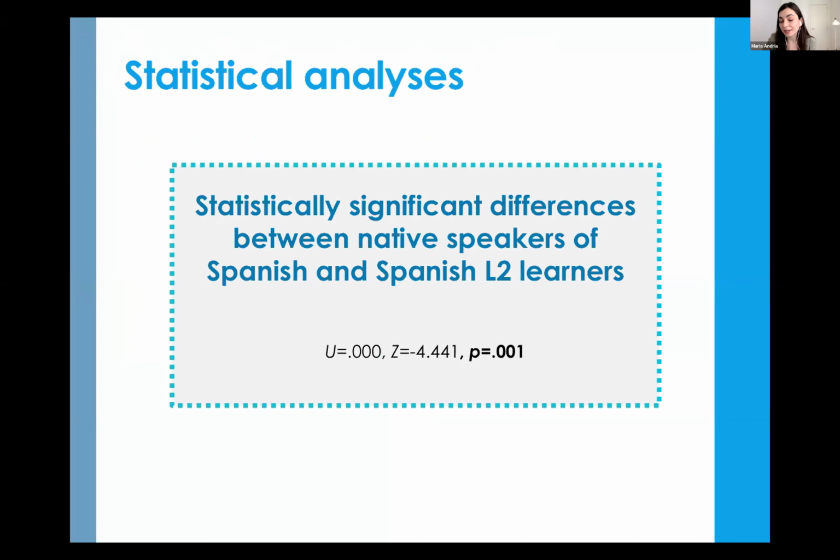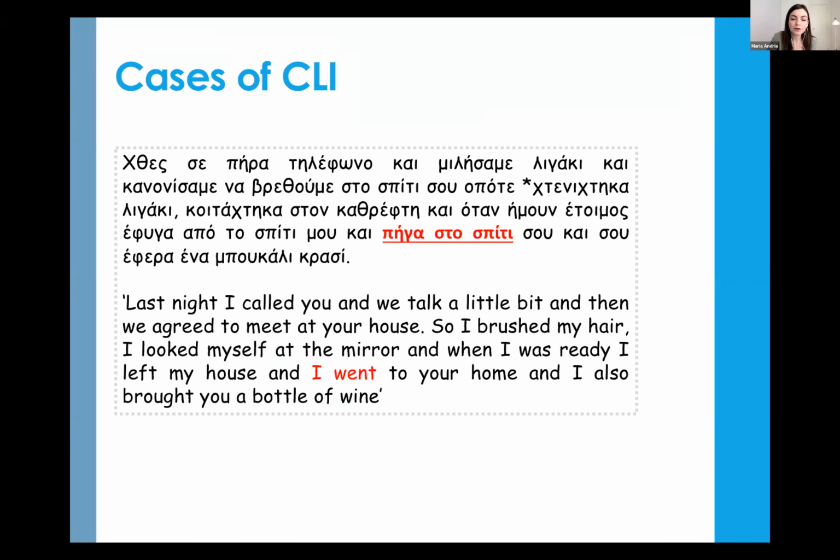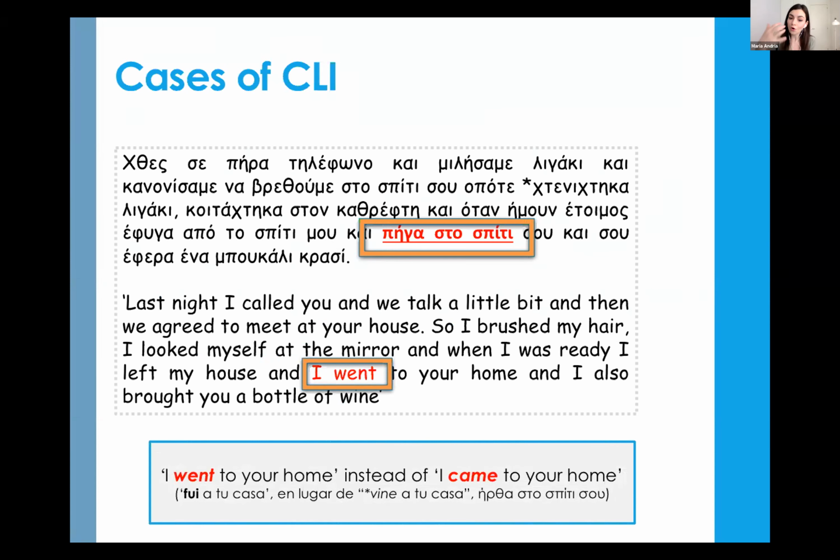When we ran the statistical analysis with the scores in the closed test, we found that there were statistically significant differences between native speakers of Spanish and Spanish L2 learners. The picture in the L2 Greek data was quite the same. Again, in the narratives, we found that Spanish speakers and Spanish-Catalan bilinguals tended to use more the verb to go instead of the expected verb to come in Greek, as in the example you have here.